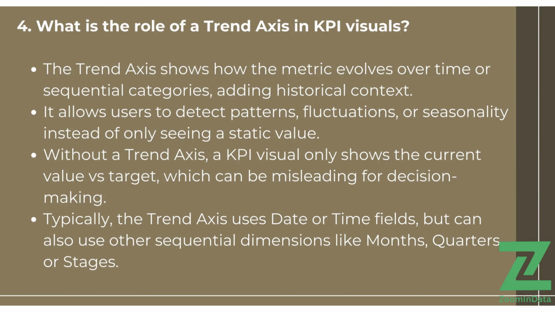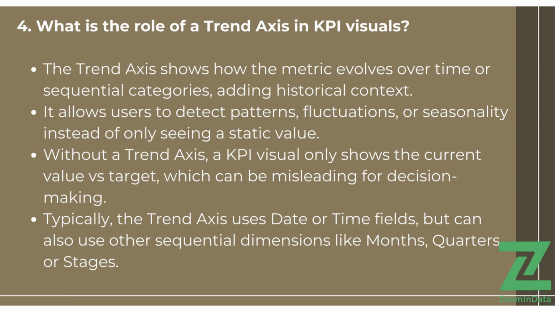Fourth question: what is the role of a trend axis in KPI visuals? The trend axis shows how the metric evolves over time or sequential categories, adding historical context. It allows users to detect patterns, fluctuations, or seasonality instead of only seeing a static value. Without a trend axis, a KPI visual only shows the current value versus target, which can be misleading for decision-making.